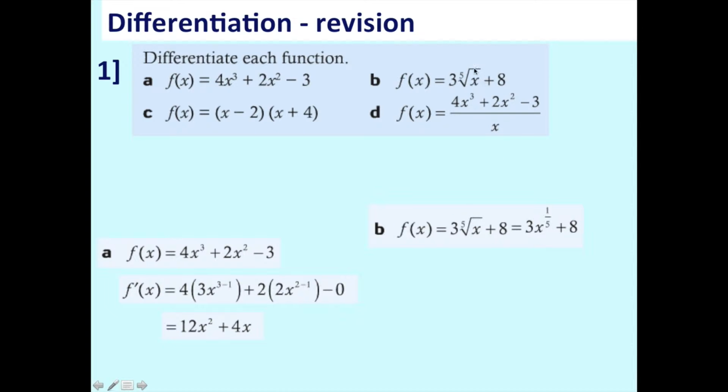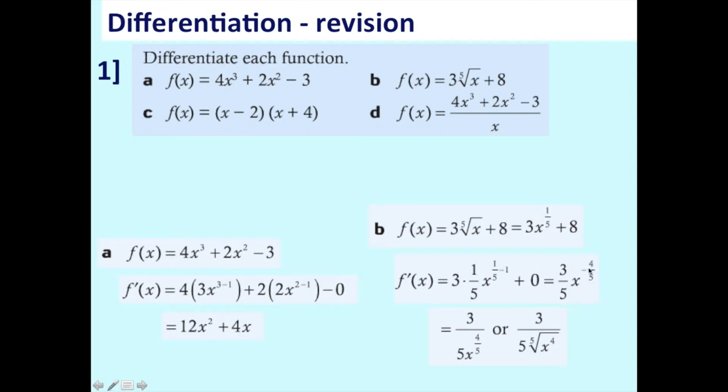For part B, one of the tricks here is to recognise that the fifth root of x is in fact x to the power 1 over 5. Once you've done that, you can use the constant multiple rule to find the derivative of that, which gives you 3/5 x to the power negative 4 over 5. The negative power is a bit untidy to leave it like that. We tend to rearrange it, so the negative sign means this is 1 over x to the power 4/5.